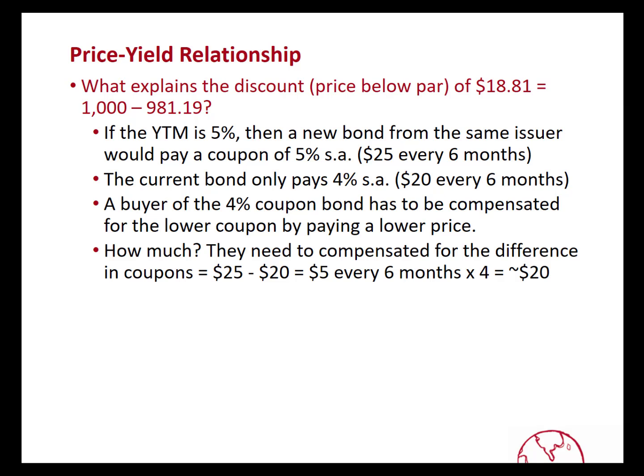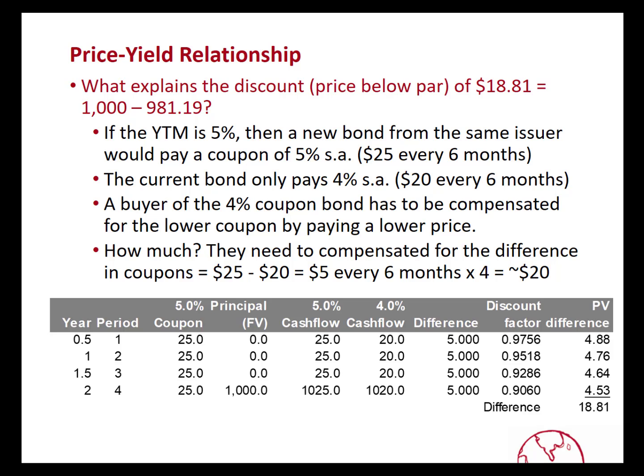How much does the price have to be lower? Well, think about it. You could either hold the bond that pays $25 every 6 months, or you could have the bond which pays $20 every 6 months. So you're going to lose out on $5 of interest. Now there are going to be 4 coupons remaining over the life of this 2-year bond, and that adds up to approximately $20 in difference that has to be made up in the price. Now it won't be exactly $20 because we have to use time value of money.